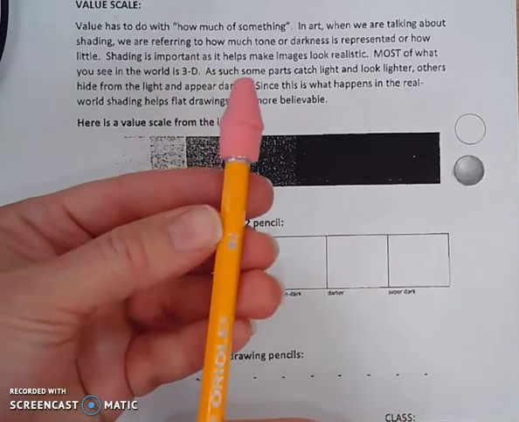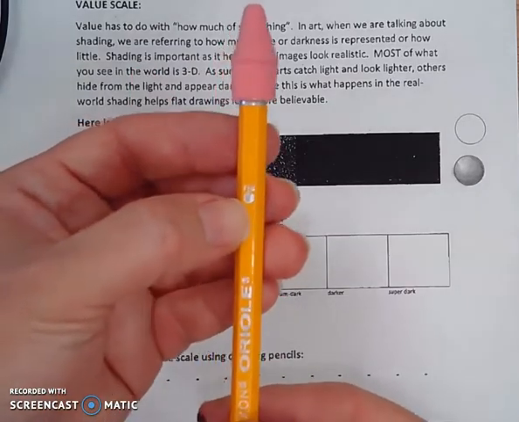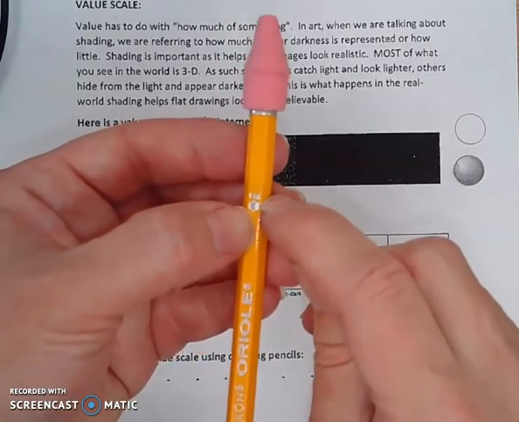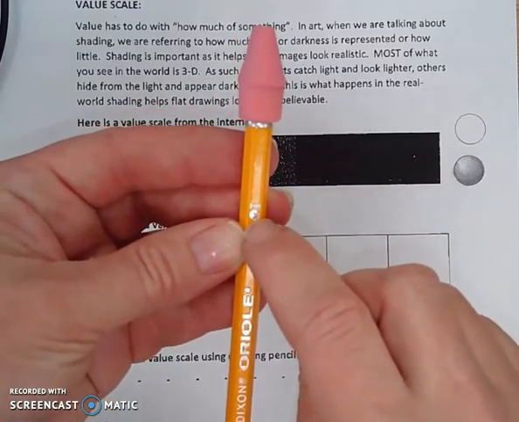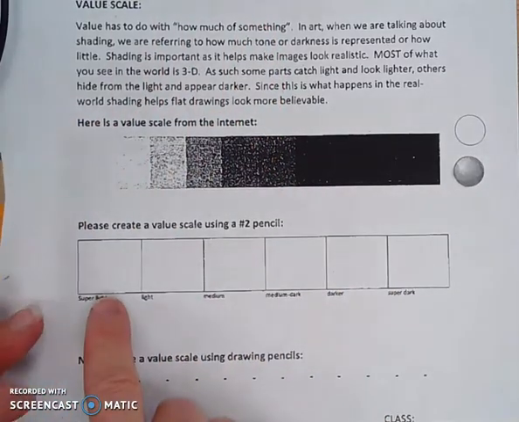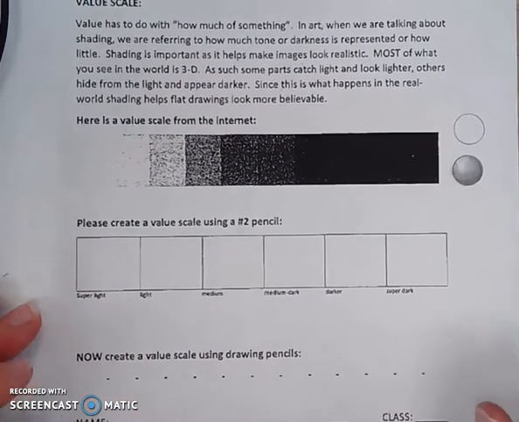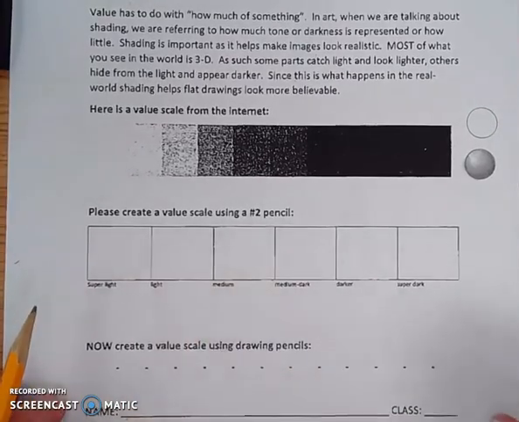Here's just a normal yellow number 2 pencil. You can see the number 2 there. Also, it says HB. That's going to be something to think about and hold on to for the next video. But for right now, we just need a number 2. We want this to be super light. How can we make this look white? Probably just leave it alone. The paper is already white.